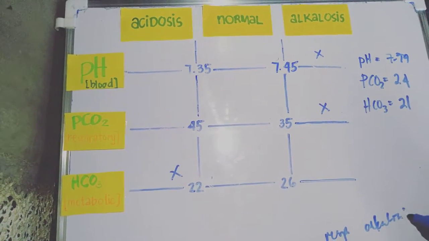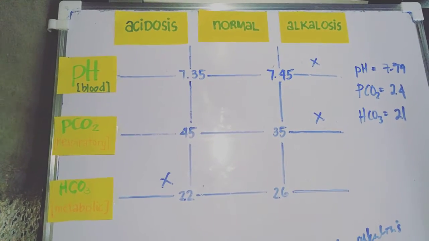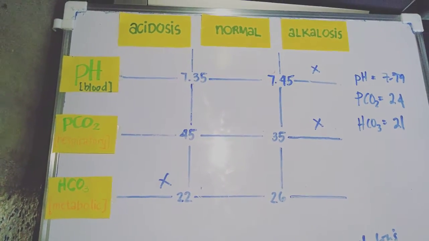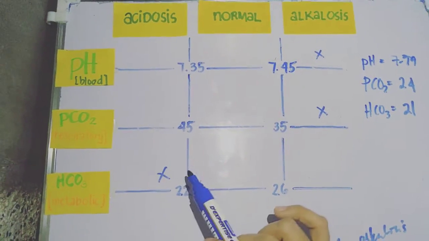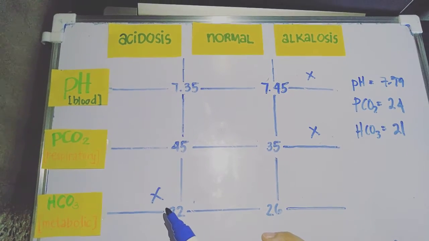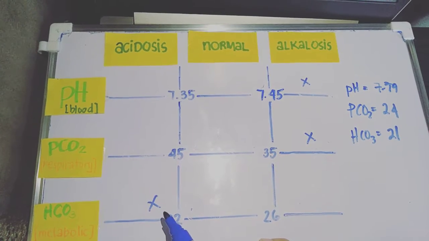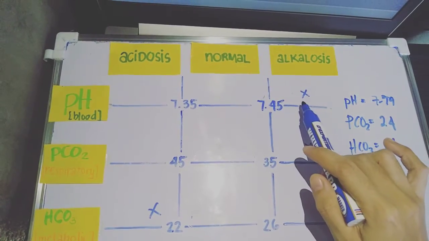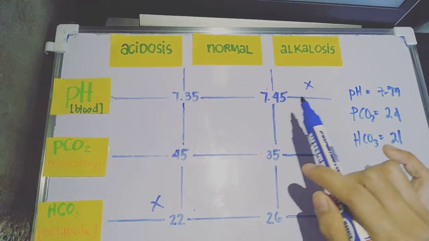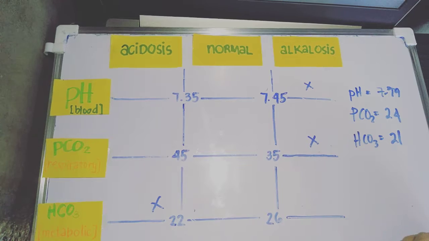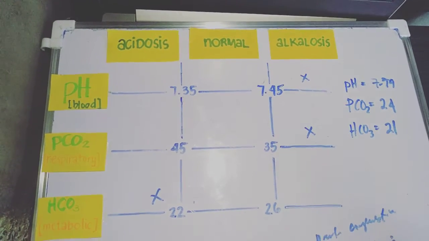alkalosis. Now to check whether it is a partial compensation or full compensation, we have to look at the opposite parameter, which is the bicarbonate. And as you can see, it is partially compensating to bring the pH close to normal. It is partially compensating. So you have to write partial compensation respiratory alkalosis.